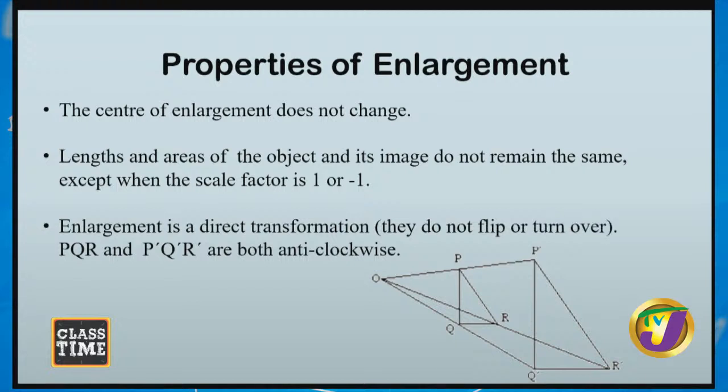And also, enlargement is a direct transformation, meaning they do not flip or turn over, unlike reflection. Right. So PQR, this diagram here, and P prime, Q prime, R prime are both labeled anti-clockwise, and we have to ensure that we pay attention to the labeling of our vertices when we create the image.